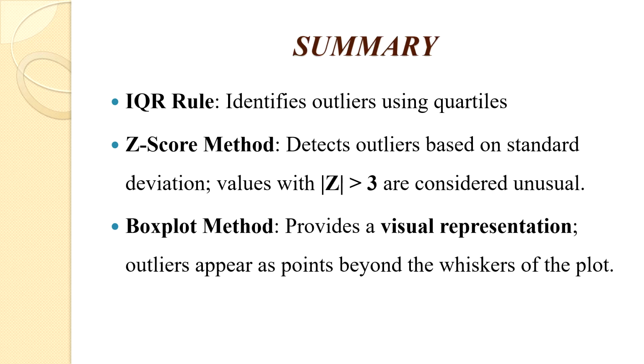The next one is the box plot method. Already we saw in the previous slide the 5 key components. It provides a visual representation. The outliers appear as points beyond the whiskers of the plot.